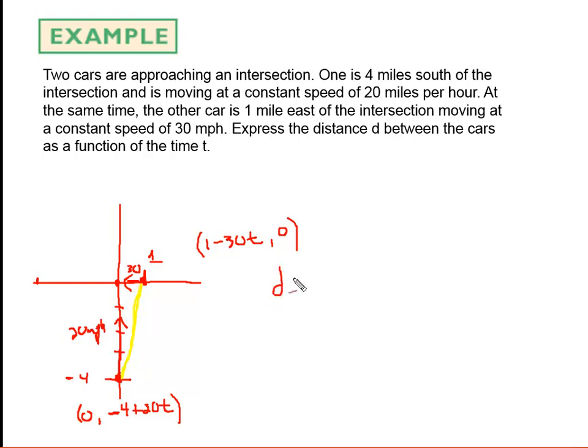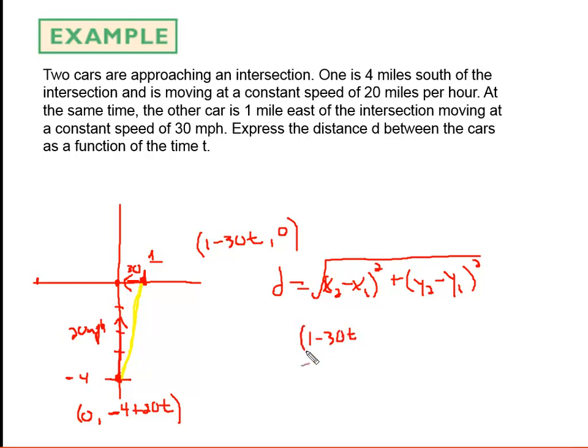So remember, in general, the distance formula is the change of the x's, and I'm going to square that result. This is coming out sloppy, I apologize. And then the change of the y's, y2 minus y1 squared. And then I'm going to square root that whole number. Okay? So when I look at these two ordered pairs, the change in the x's, I'm going to have 1 minus 30t minus 0, and that's going to get squared. So I got 1 minus 30t, and then subtract 0. And that gets squared. Right?